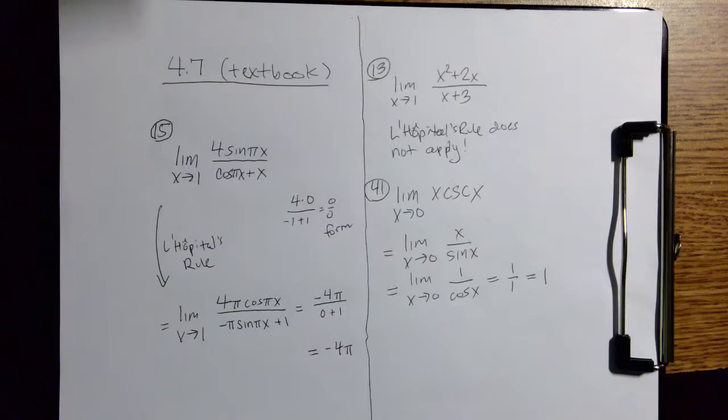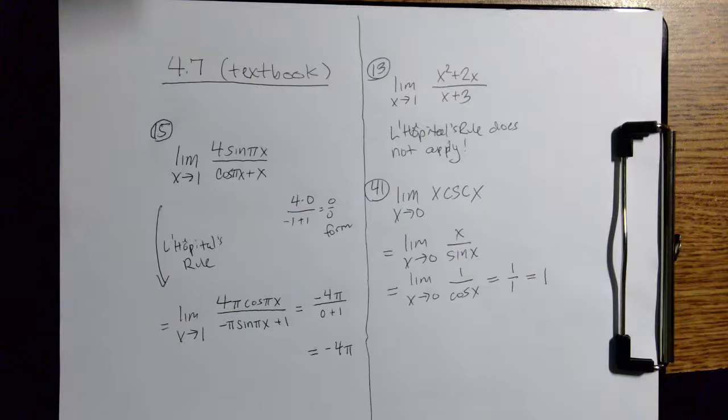Let's take a look at a few examples from section 4.7. In this section, we look at something called L'Hopital's rule. This is a rule used to evaluate certain limits, provided that they meet certain criteria. And I think what you'll find is it can be very useful.